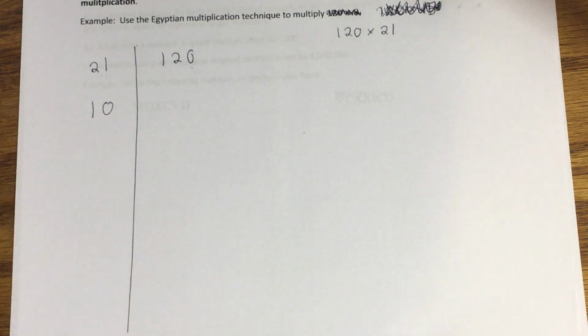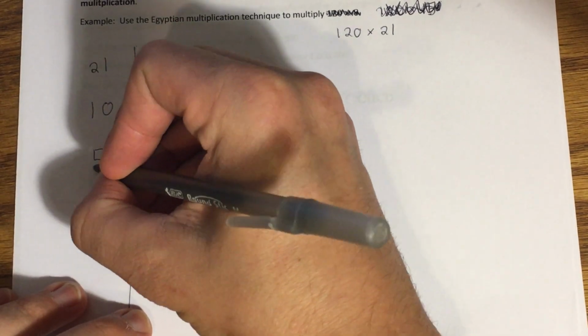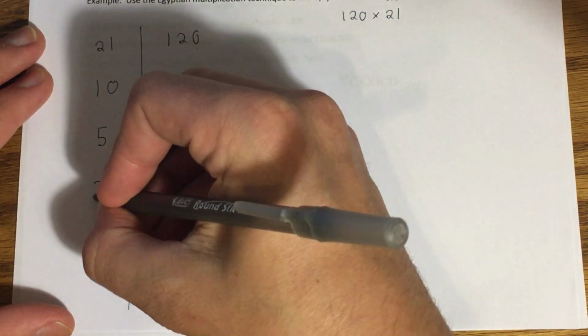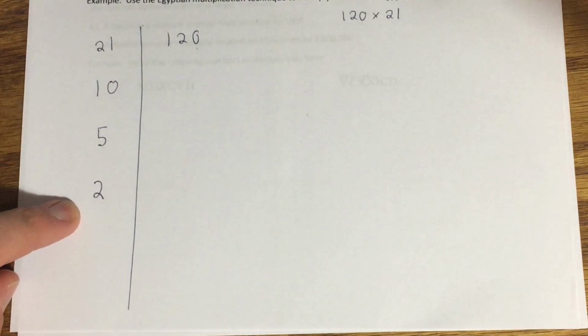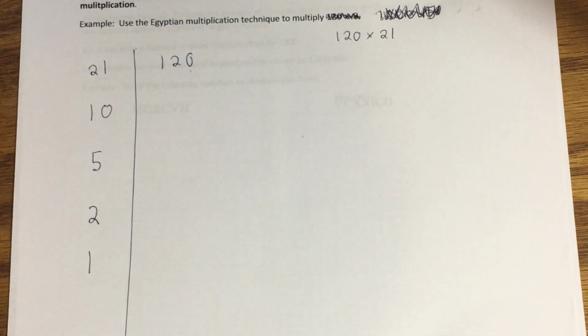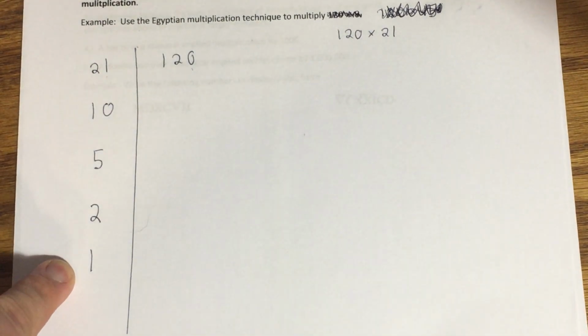Then I'm going to take half of that. Half of 10 is 5. Then I'm going to take half of that. What's half of 5? 2.5. But as before, if you get a decimal, you just chop that off. That leaves me with 2. And then I cut that in half, which gives me 1. Okay, now I've gotten down to 1, that's where I stop.